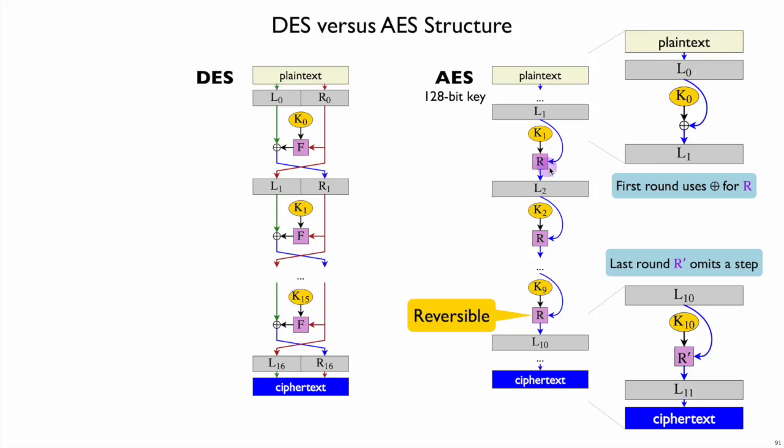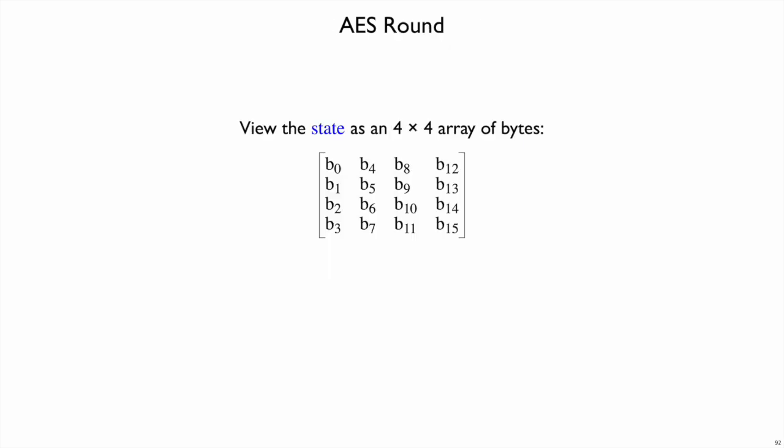So what is it that's inside of this R box now? Because that is a function that's hardwired into the standard, just like the F function in DES. Keep in mind that our current mixture is 128 bits, starting from the plain text, and we can view that as an array of bytes that is 4 by 4 long. So 4 by 4 is 16, times 8 bits is that 128 bits. And the plain text serves as that initial state.